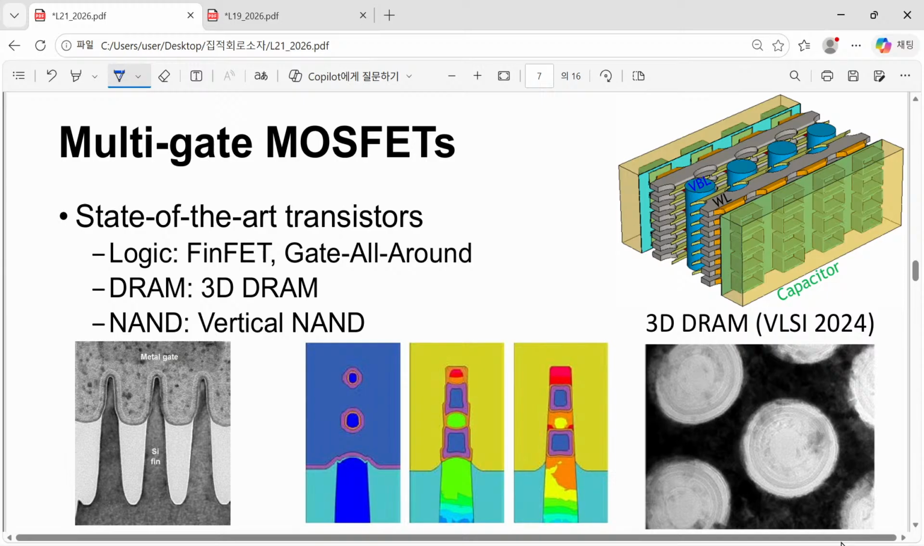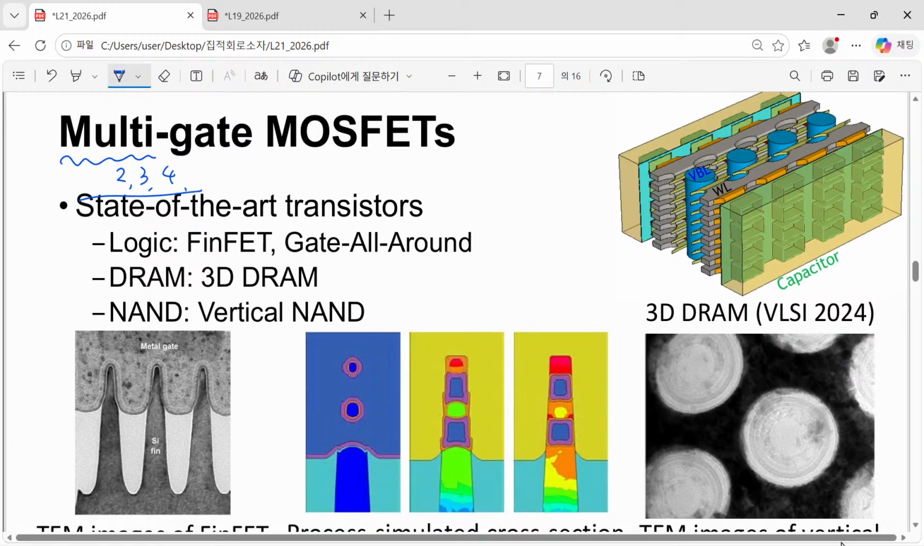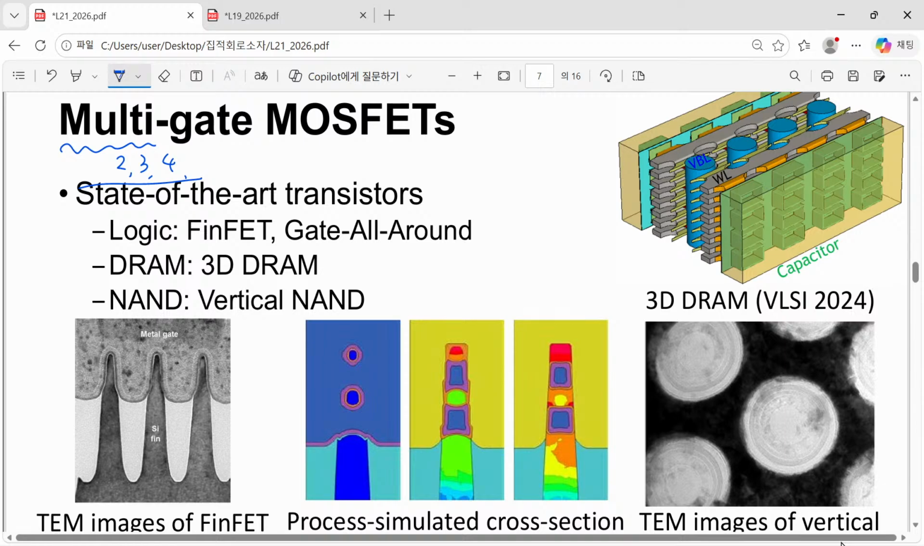So up to now I have discussed the double gate MOSFET, but actually what we really use is not exactly double gate, but so-called multi-gate. Multi-gate means 2, 3, 4 or so, so we have many gates. Actually, don't be fooled by this 'multi'. There are no separated 2 gates or 3 gates.